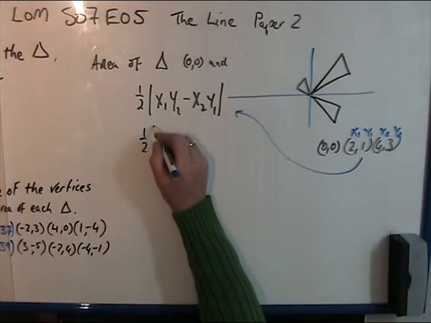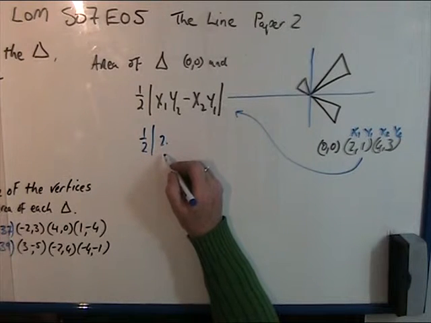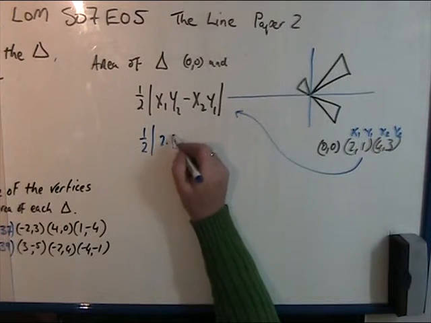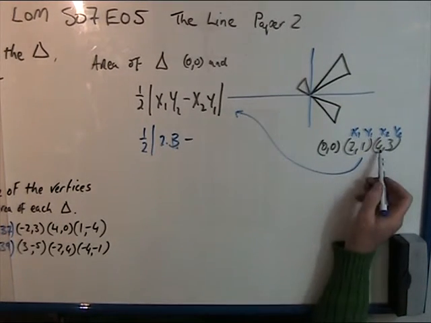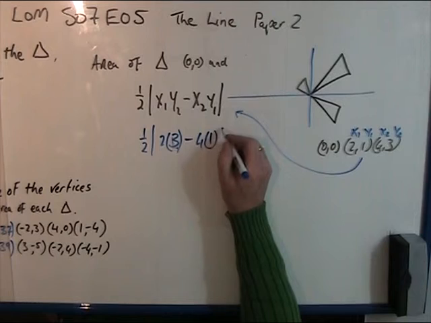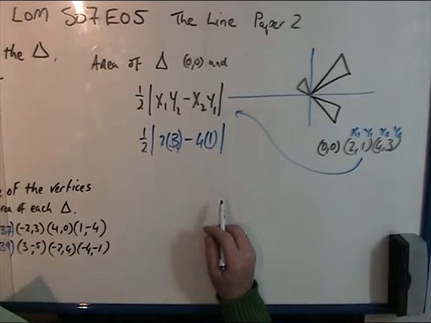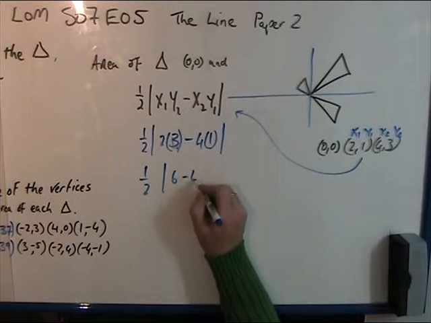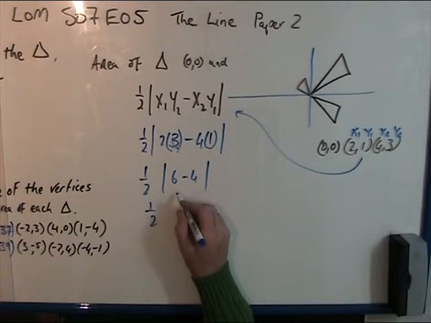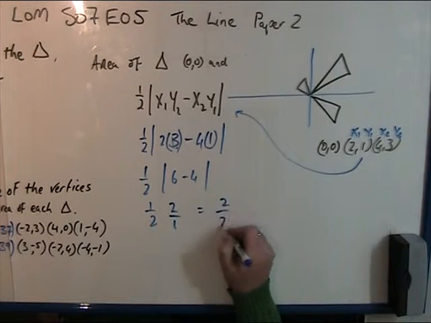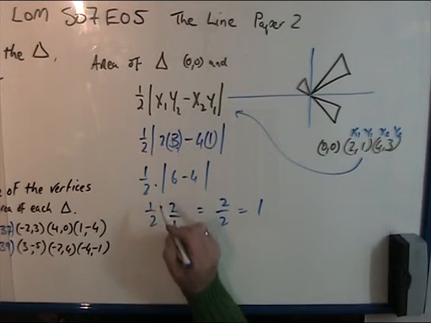So you've got half of x1, 2, times y2, which is 3, minus x2, 4, by y1, 1. So it's multiplication. It's very important that you look at your points and you go back over them. So that becomes half of 2 times 3 is 6, 6 minus 4, so it's half of 6 minus 4, which is 2. So half of 2 is 2 over 2, which is equal to 1. Remember you're multiplying near the end.